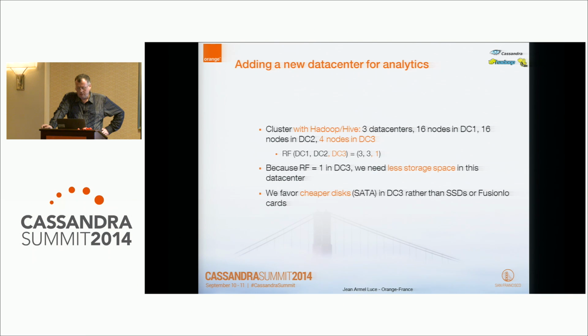Because we want to run analytics, we have decided to add a third data center in our platform. Because we don't need a very high availability for analytics, we have decided to set a replication factor of 1 only in this third data center. So we need less storage space, and also we need fewer nodes. In data center 1 and data center 2, we are using Fusion IO cards, which give us very low response time for our online queries. For analytics, we have decided to use cheaper disks.